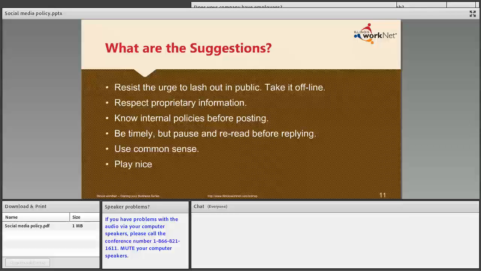Most importantly, people need to be able to use common sense, but we all know that not everybody has good common sense 100% of the time. So being able to explain what common sense means in your policy may be necessary to write that out completely. And remember, play nice. That golden rule may apply here. So take a look at what's going on with your policy and consider some of these other ideas.